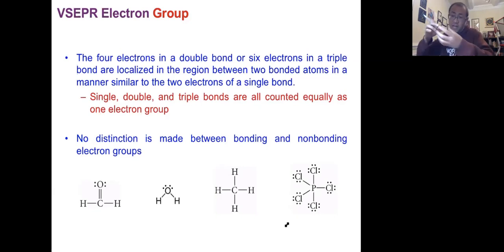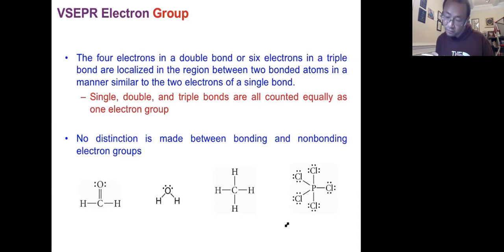Group means what? They're electrons together. No matter if it's a double or triple bond, the electrons are together. Number 2 is a pair of non-bonding electrons, or a lone pair, one group. 2 lone pairs, 2 groups. 3 lone pairs, 3 groups.